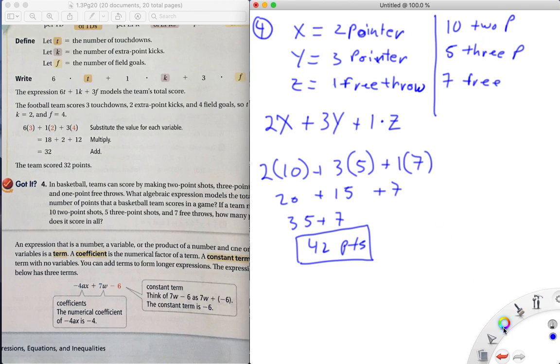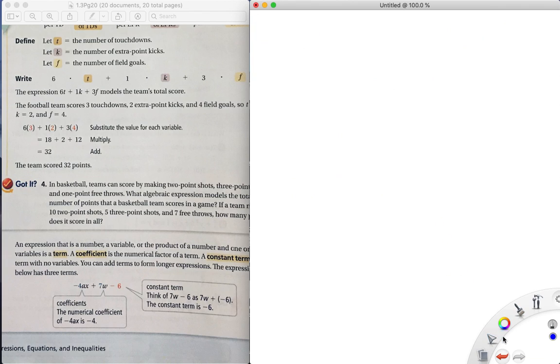Definition of various things within an expression. So an expression could have multiple things called terms. So a term is an expression that consists of either a constant or variable, at least one. And the operation has to be multiplication.